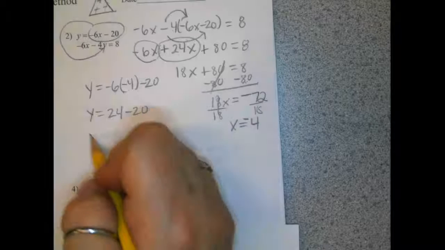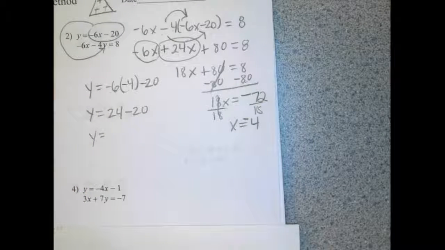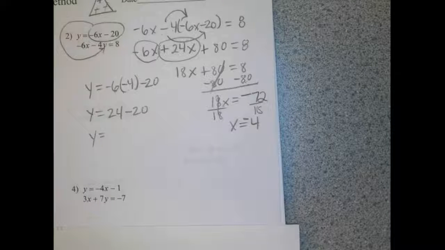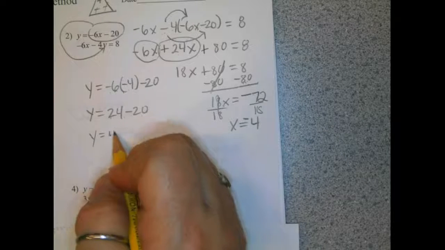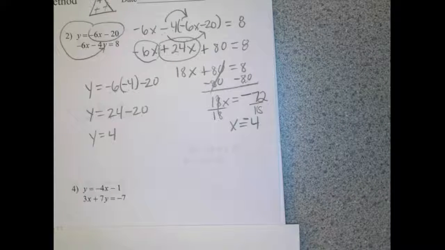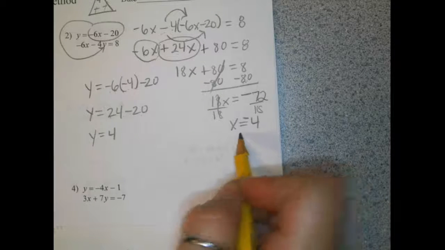We already said it was 24 minus 20, right? So what is y equal? What is it? Negative 4. Positive. 24 minus 20 is 4. Dang it.